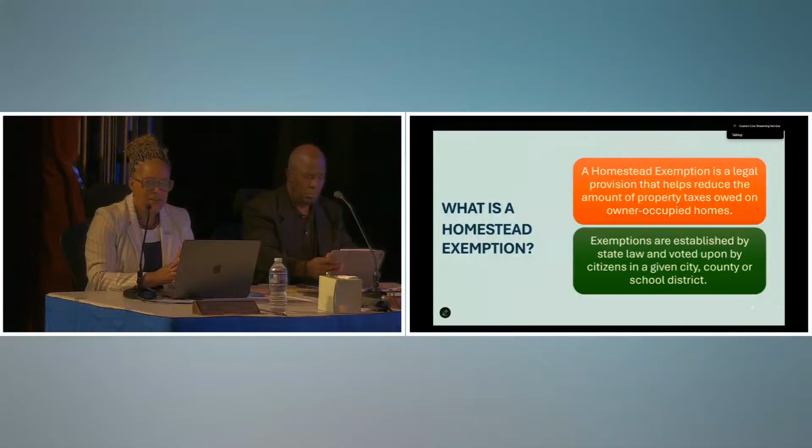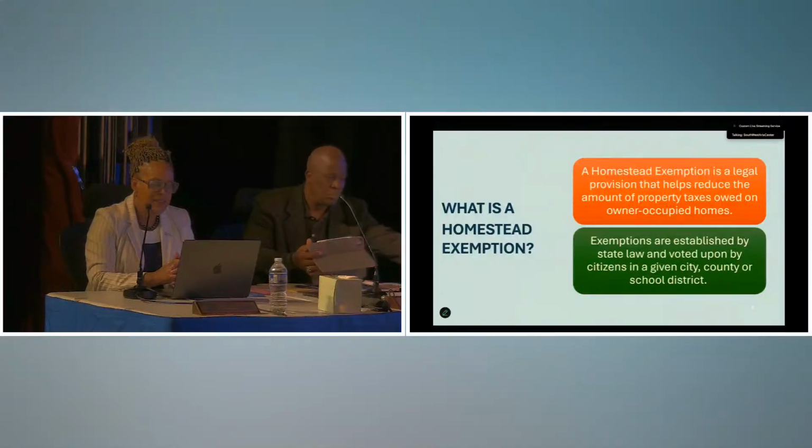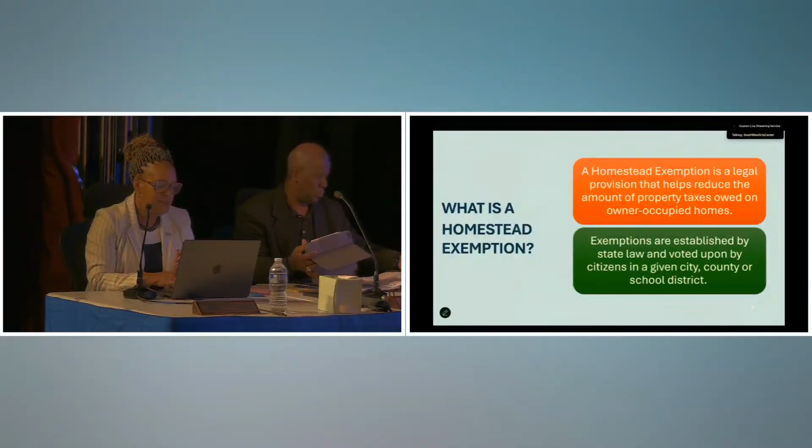So let's talk a little bit about exemptions. A homestead exemption is a legal provision that reduces the amount of property taxes on owner-occupied properties. Exemptions are established by state law, voted on by citizens, and given by the city, county, and school districts. Next slide, please.